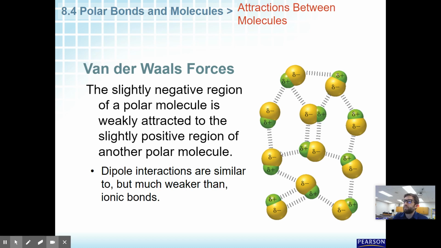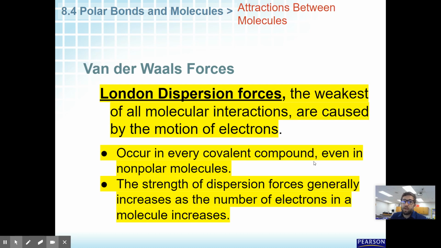The positive end of one molecule is attracted to the negative end of another molecule. Well, not the same molecule, but the same type of molecule. So these could all be HCl molecules. So that's the first type. Dipole is for polar molecules.